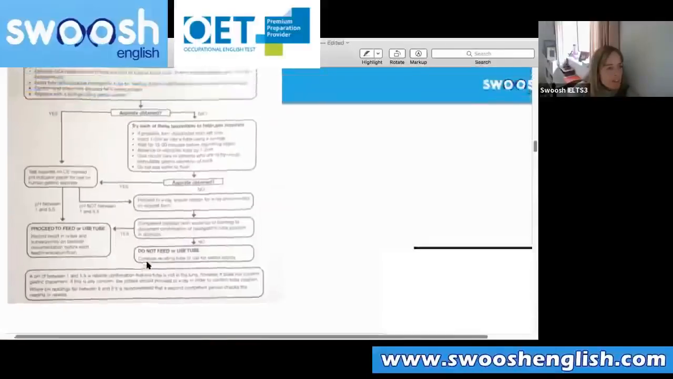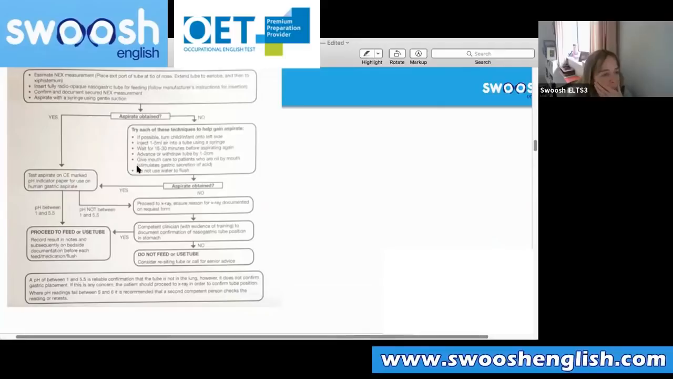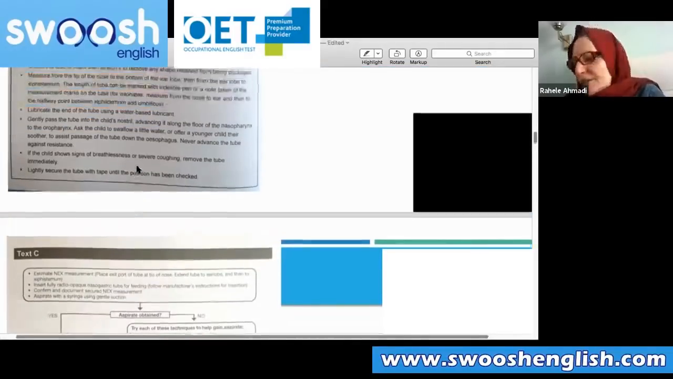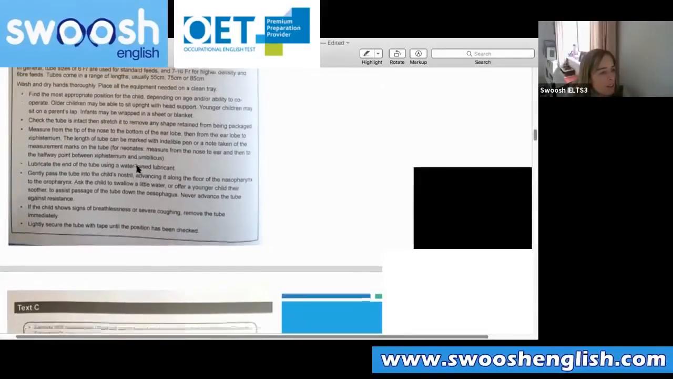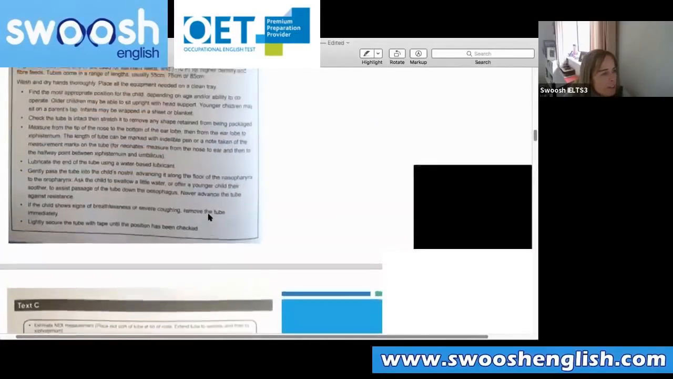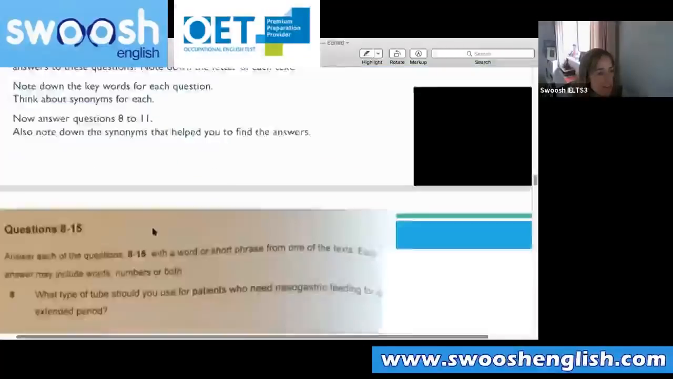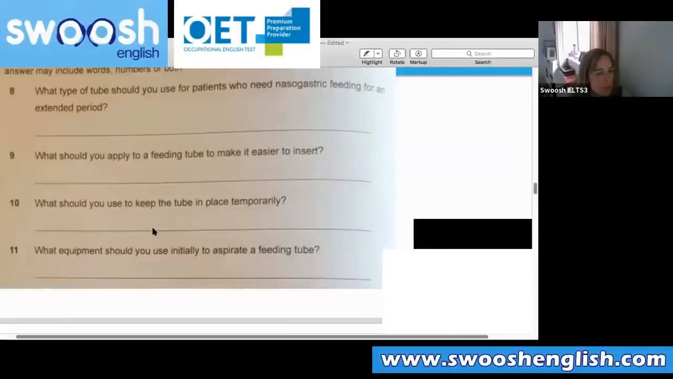It is C, correct. Aspirated with a syringe using dental suction. But part B mentioned water. Sorry? In part A it mentioned water aspiration. Okay. But the correct answer is in C, isn't it? Yeah. Inject 1 to 5 milliliters of air into a tube using a syringe. Is that where we found it? Yes. Initially also, right? That's a key word, like at the beginning of the process, right? So it doesn't actually say at the beginning, but it's in those steps in part C.